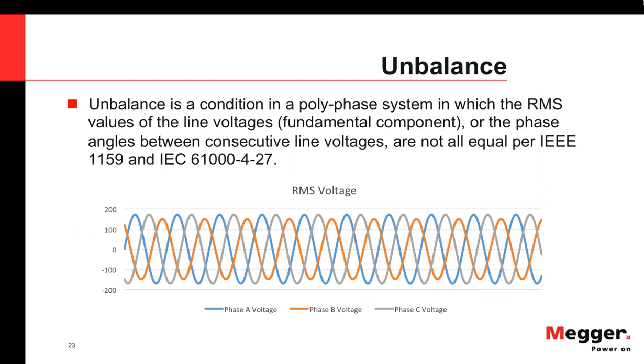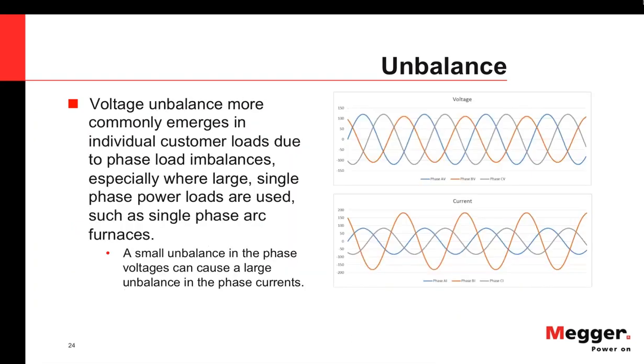So let's go to unbalance right now. Unbalance is a condition in a polyphase system in which the RMS values of the line voltage, the fundamental components, or the phase angle between the consecutive line voltages are not equal.